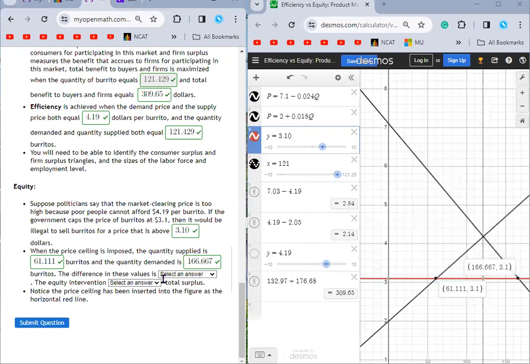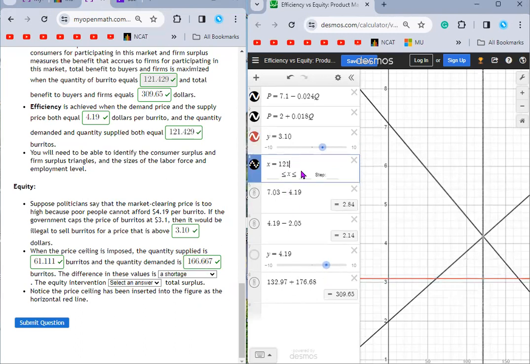The difference in these values is called what? Well, this is what people want to buy, the quantity that people want to buy, and this is the quantity that is supplied. So the quantity demanded is much larger than this quantity supplied. So we call that a shortage. The equity intervention does what? So if I now set this at 61.11, right? The equity intervention does what to total surplus?